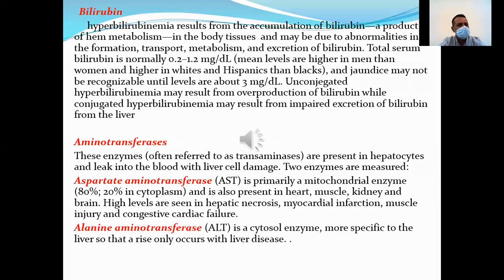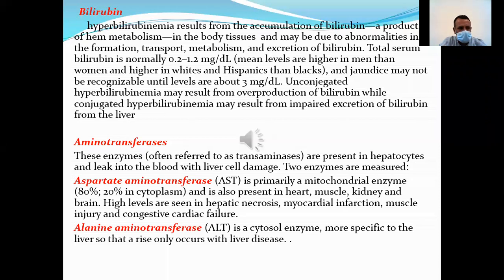And so an increase in the bilirubin in the body tissue may be due to abnormality of the liver, abnormality of formation of the RBCs, abnormality of the transport of bilirubin through the liver, or metabolism abnormality in the liver, or due to abnormality in the excretion of bilirubin from the liver.